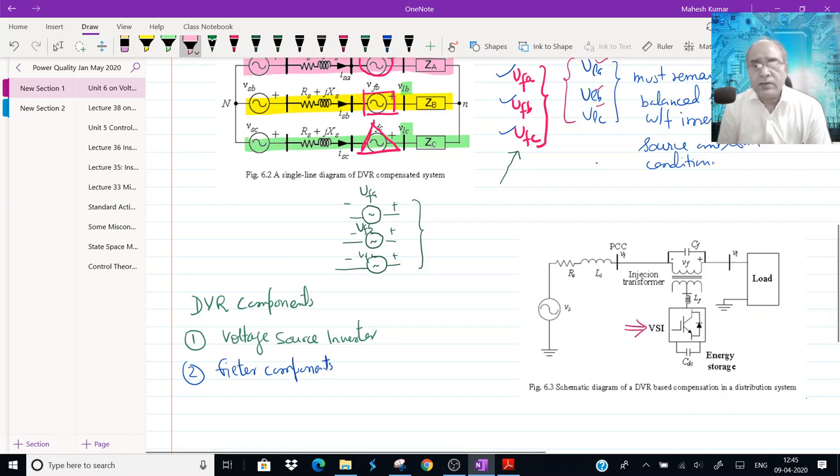Which are filter components here? This inductance and this capacitance form the filter components. So this component and this component form the filter components. Then we have also the injection transformer.